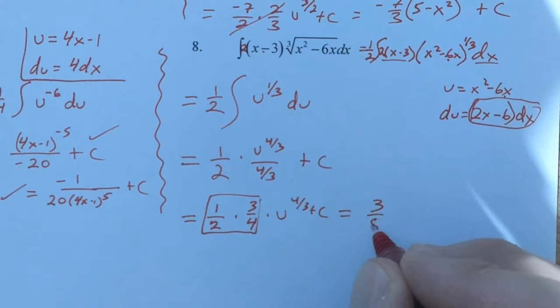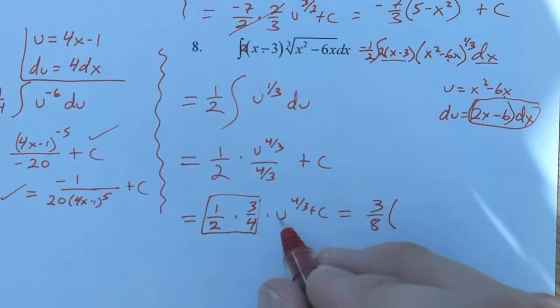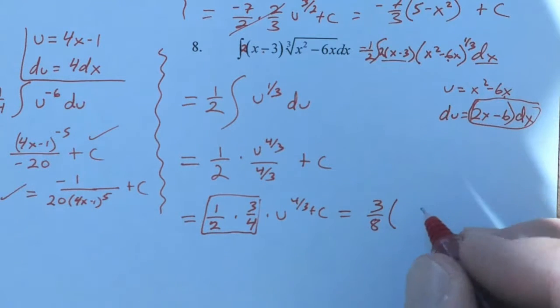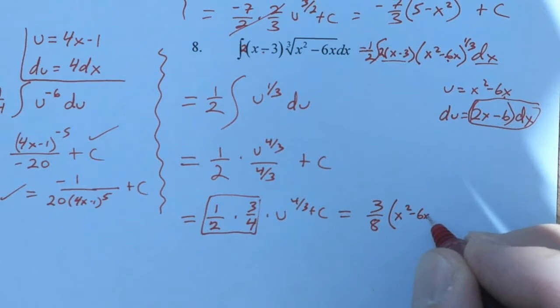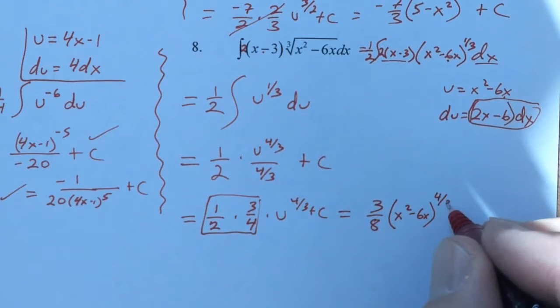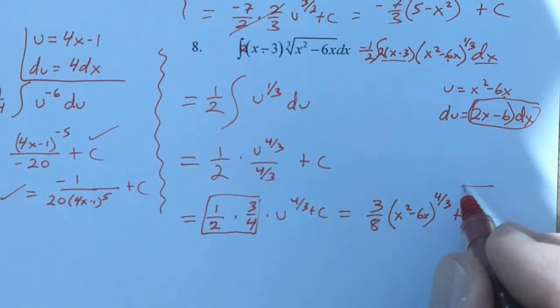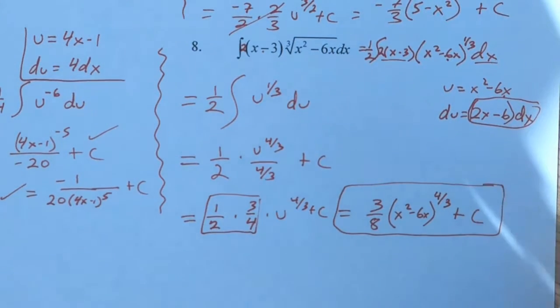So we have 3/8, and then the quantity we can sub u out and sub x squared minus 6x back in. That's to the 4/3 plus c. So there's our solution.